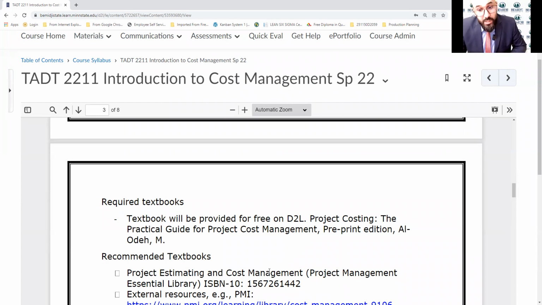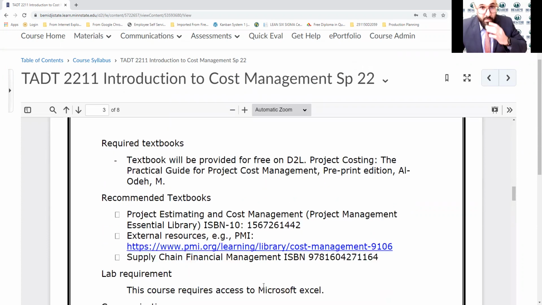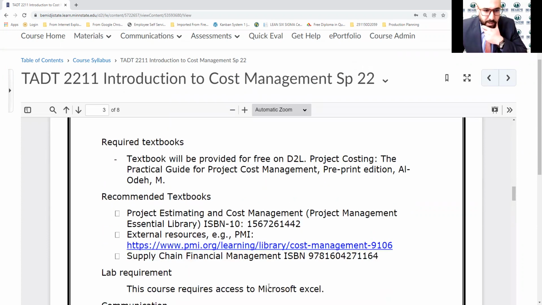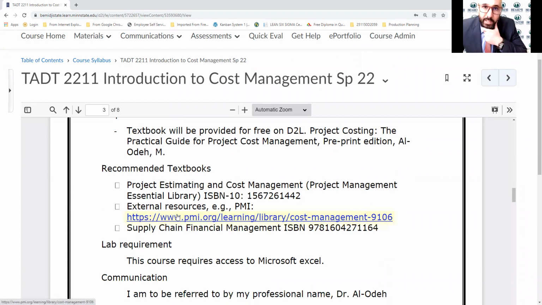This is the preprint edition of the book. This is basically targeting the cost for a project, how to calculate and monitor the cost for a project. I did list other recommended textbooks you could use if you're interested in knowing more about this subject.